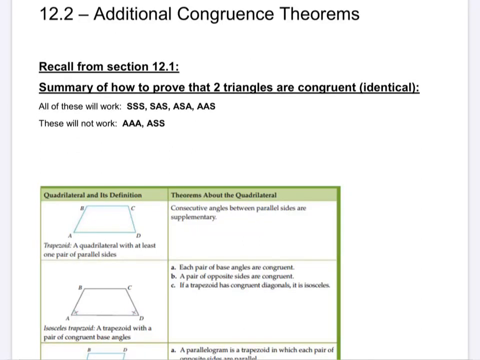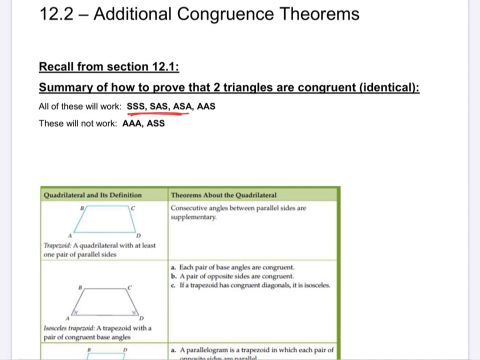All right, so 12.2, additional congruence theorem. It's really more of the same kind of stuff, but we're also going to go into four-sided shapes. So let's summarize what we saw. There it is again, the three-letter combos that work and the three-letter combos that don't work.